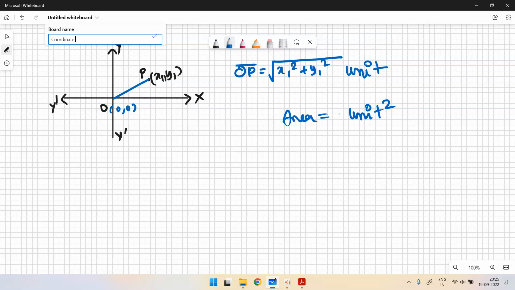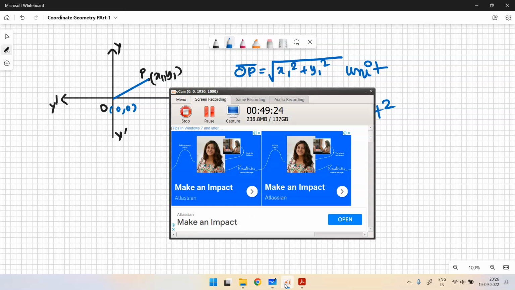This was coordinate geometry part 1. With this, I have finished my basics of coordinate geometry. Next, I will go with the exercises in the next lecture. Thank you.